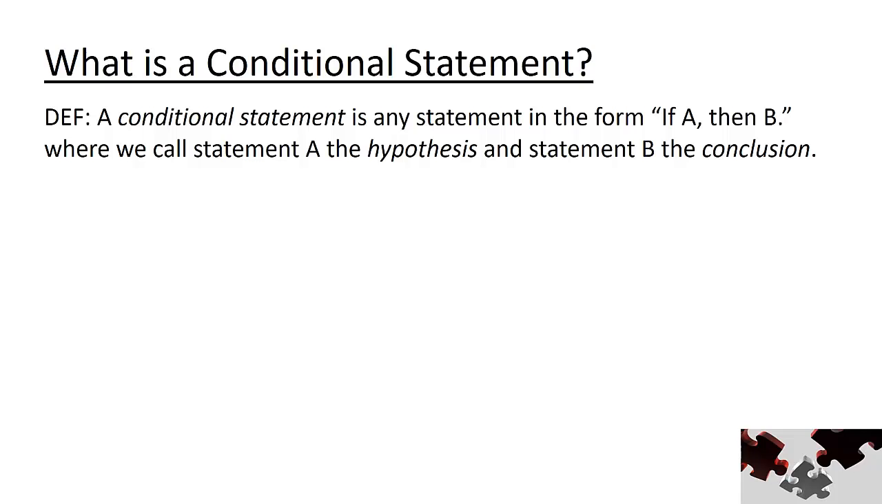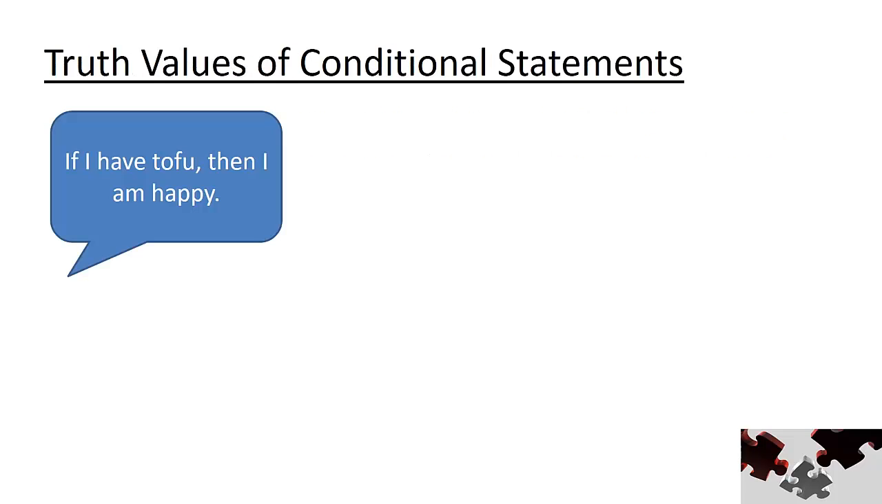Any statement of the form if statement A, then statement B is called a conditional statement. Statement A is known as the hypothesis, and statement B is known as the conclusion. Typically, A and B are simple statements, but they could also be compound statements or statements involving a quantifier. Let's explore some of the logic of conditional statements on the next few slides.